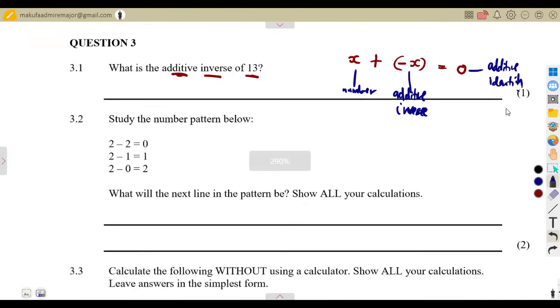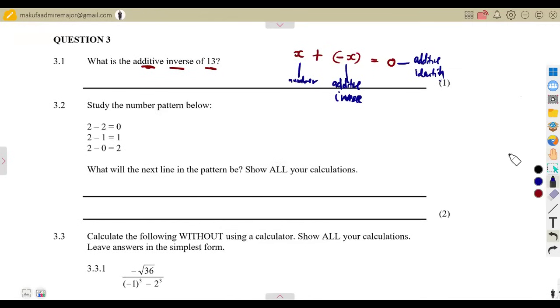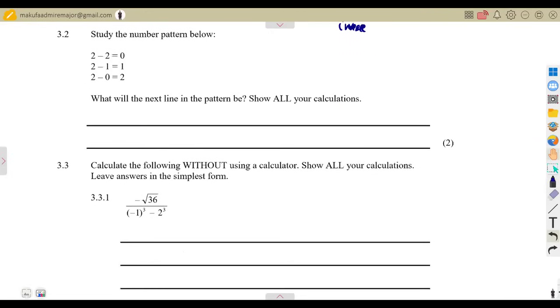So whenever you're given this, you need to introduce a negative on the number. The number is 13. So the additive inverse is to introduce a negative on that 13, so that it gives us 0. So minus 13 is the one that we want. The additive inverse of 13 is minus 13. Just introduce a negative. That's the situation of an additive identity.